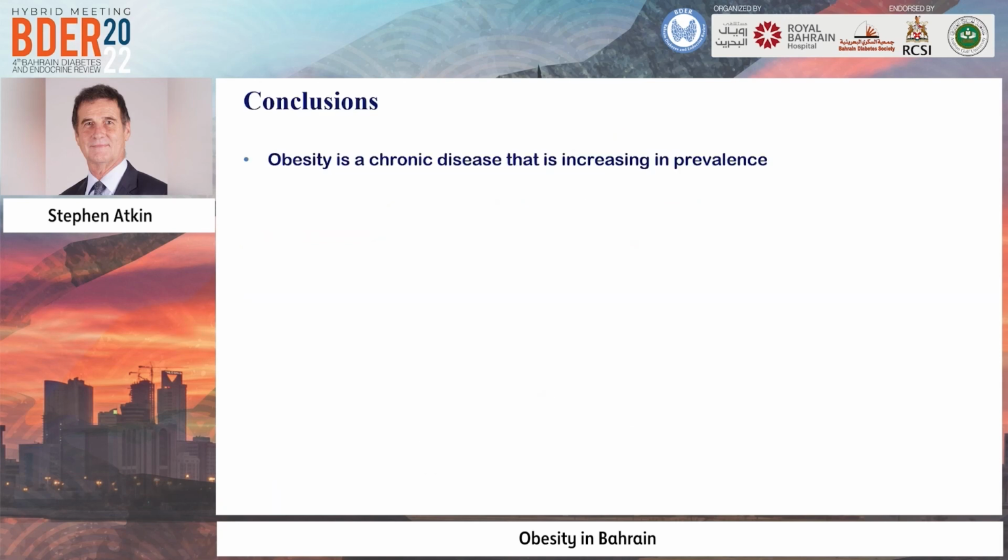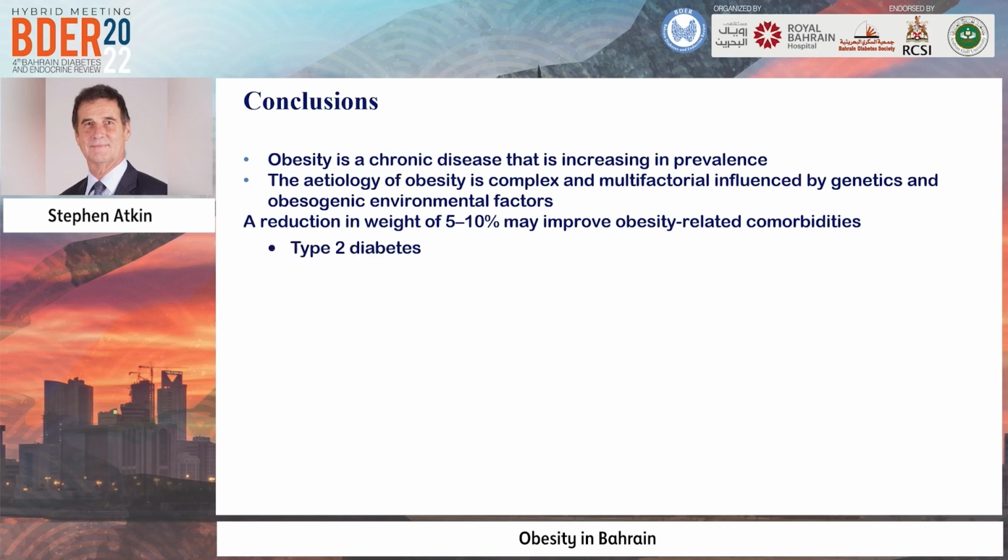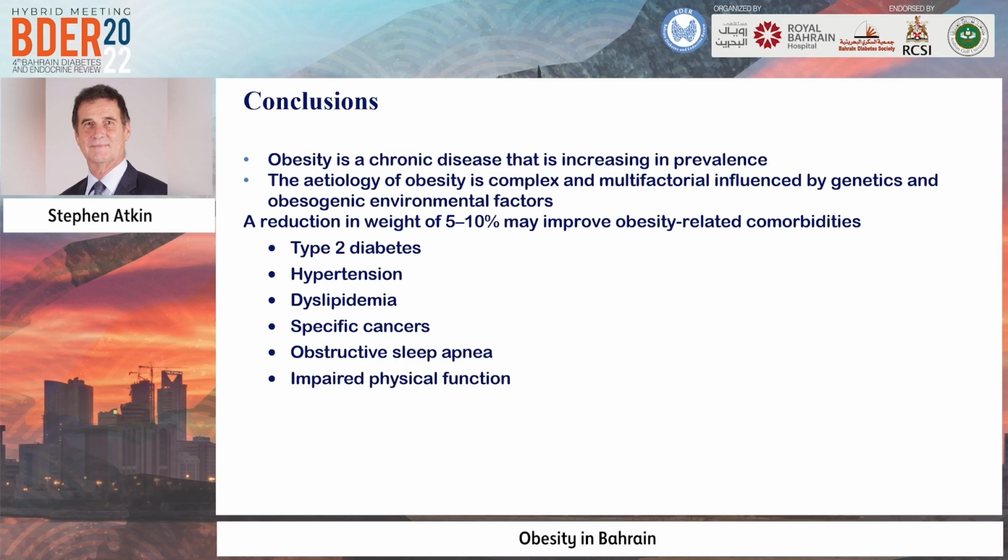So in conclusion, obesity is a chronic disease that is increasing in prevalence. The etiology of obesity is complex, multifactorial, influenced by genetics and other obesogenic environmental factors. A reduction of weight of 5 to 10% may improve obesity-related comorbidities: a reduction in type 2 diabetes, a reduction in hypertension, a reduction in the abnormal fats in the blood, a reduction in specific cancers, a reduction in obstructive sleep apnea, better quality of sleep, and an improvement in overall physical function.